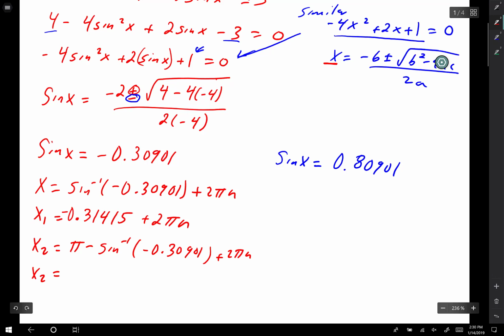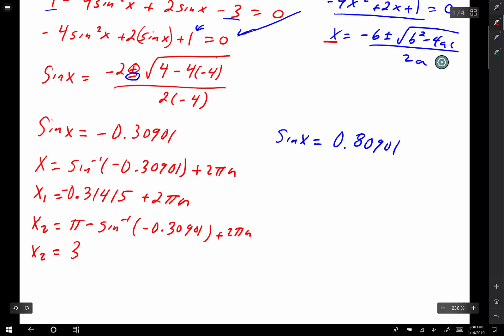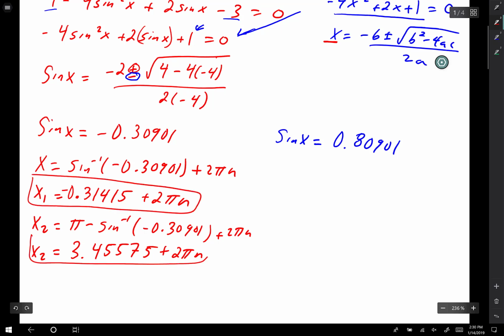So x2 equals, now we'll turn it to a plus there, so here we go. Pi minus arcsine of that number. And there's my second answer: 3.45575 plus 2 pi n. These are general equations, guys. Do we have any questions on how we got those two?